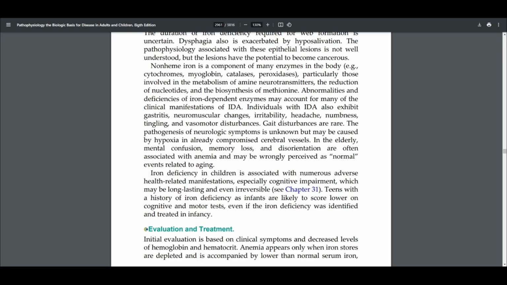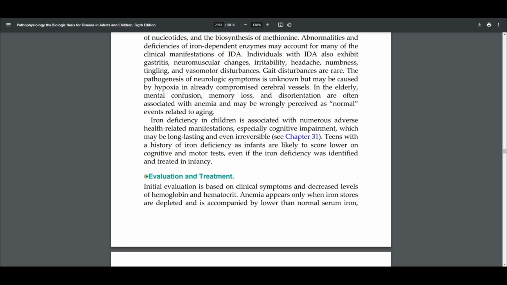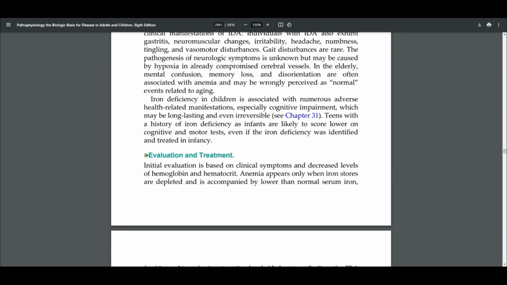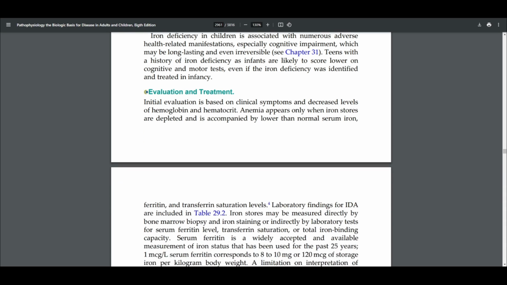In the elderly, mental confusion, memory loss, and disorientation are often associated with anemia and may be wrongly perceived as normal events related to aging. Iron deficiency in children is associated with numerous adverse health-related manifestations, especially cognitive impairment, which may be long-lasting and irreversible. Teenagers with a history of iron deficiency as infants are likely to score lower on cognitive and motor tests, even if the iron deficiency was identified and treated during infancy.